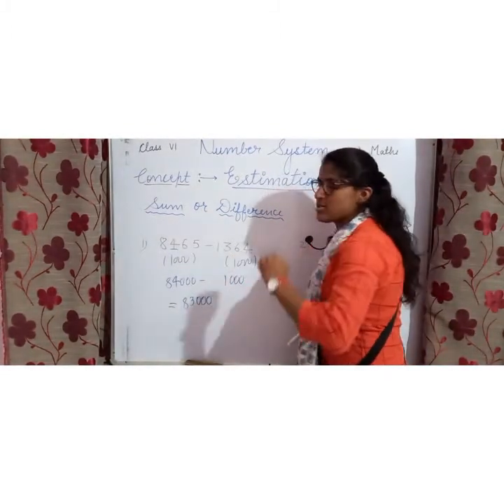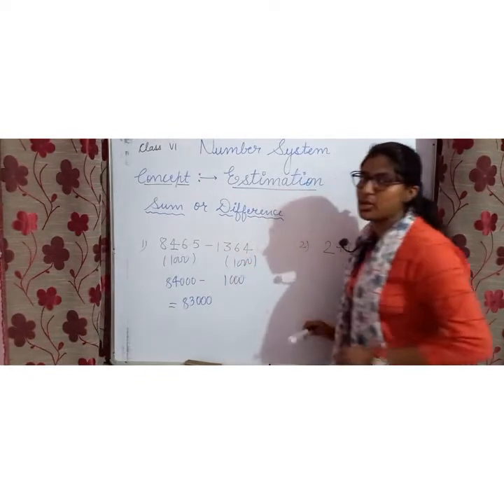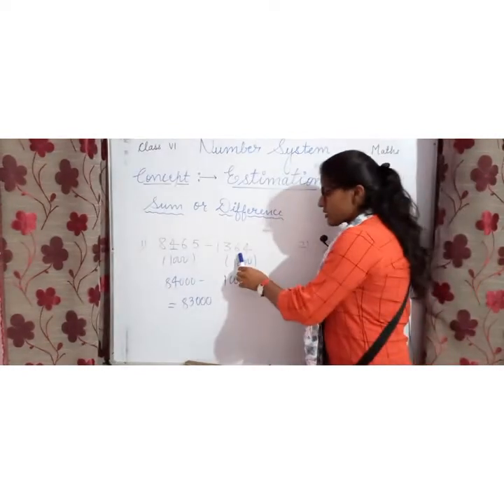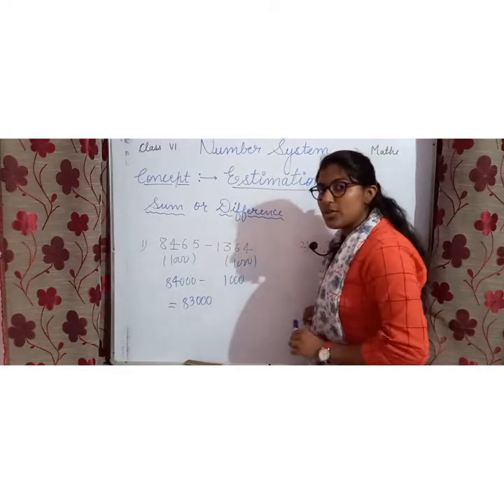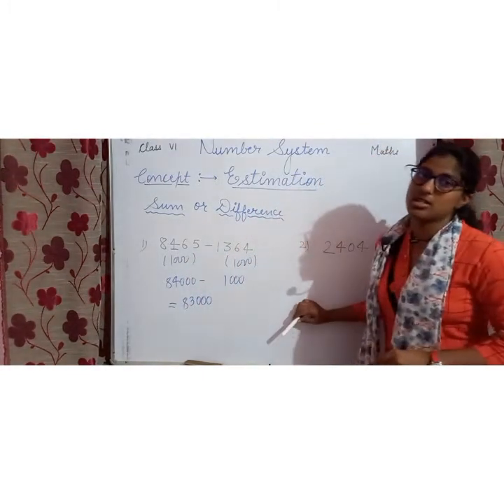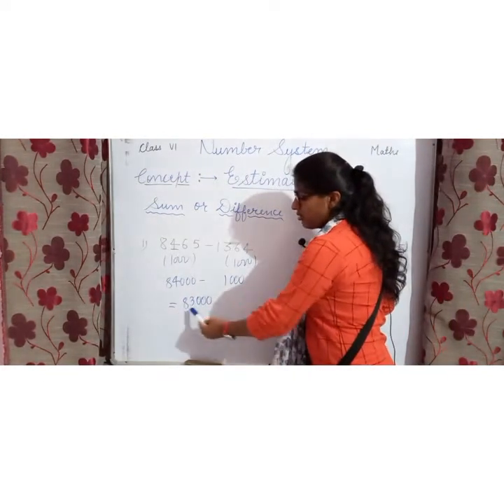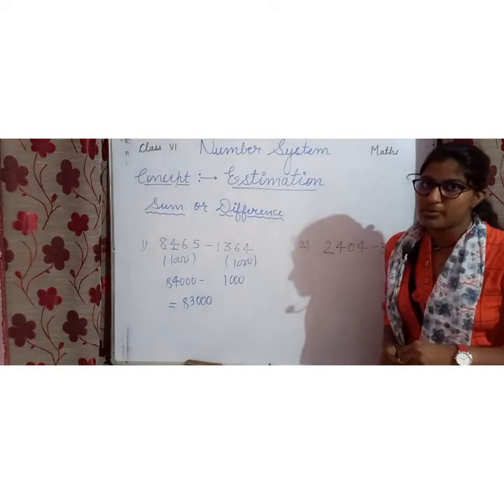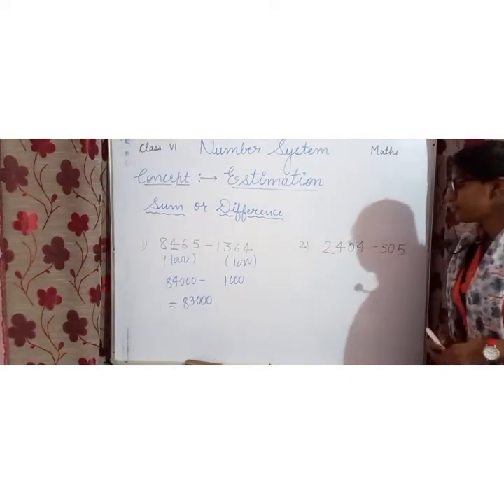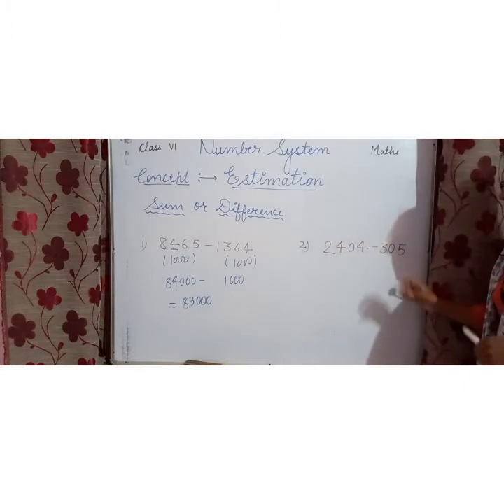Clear? Again I am explaining. Firstly, we identify the smaller number. Whatever is the smaller number, we count which place value that number has. This number is smaller, and this number has 1000 place value. So we are rounding both numbers to the nearest 1000. After rounding off to the nearest 1000, we will subtract here. Now, you get your answer. Now, see one more example: 2404 minus 305.